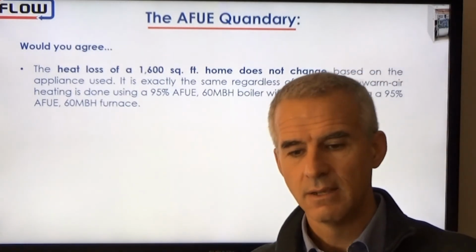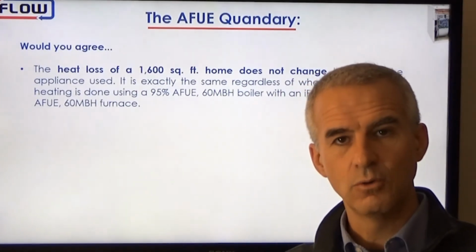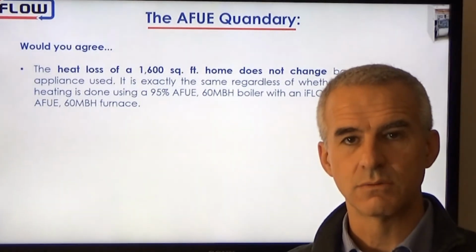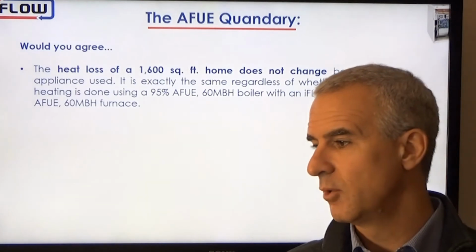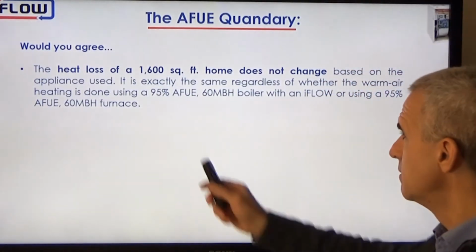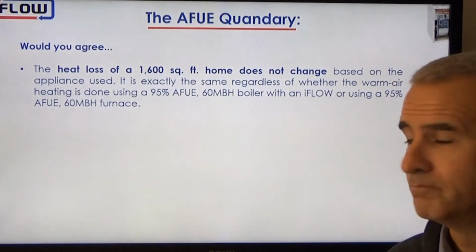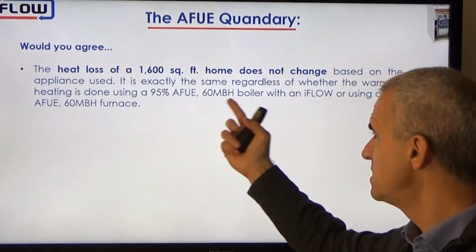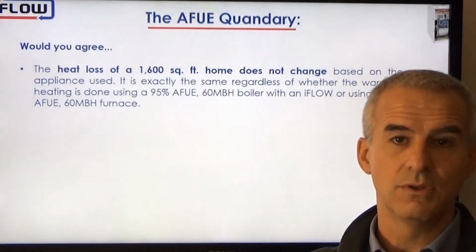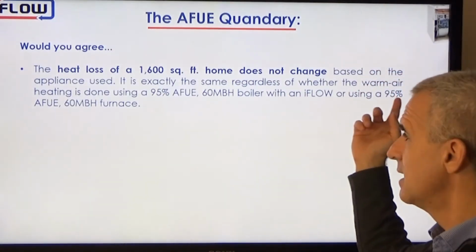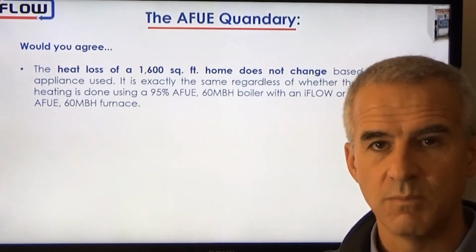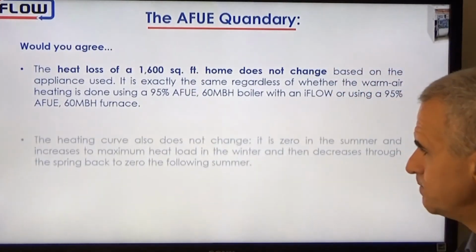You calculate the heat loss of the home, and that is what it is, and then you figure out which equipment you're going to use to run it. Am I going to put a boiler in? Am I going to put a furnace in? Am I going to put a combi system in? How am I going to do that? But heat loss is the same. So whether I use a 95% AFUE 60,000 BTU boiler to do radiant, or with an iFLOW to do the space heating, or whether I use a 95% AFUE 60,000 BTU furnace to do the heating, same thing, right? The heat loss is the heat loss.